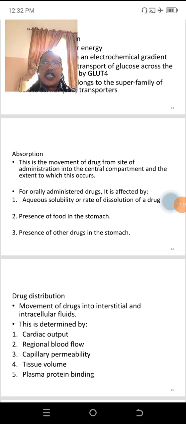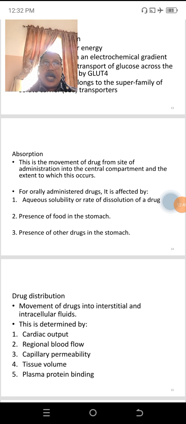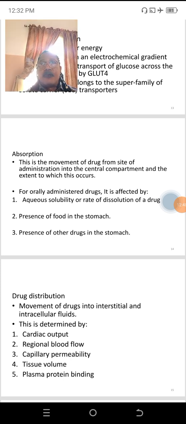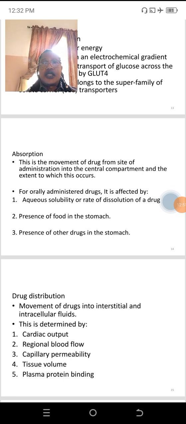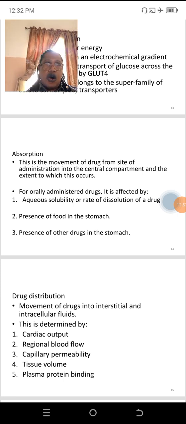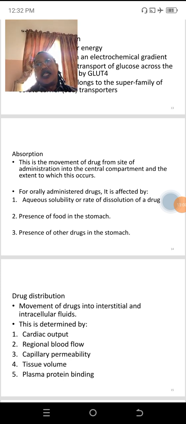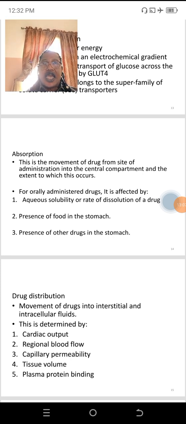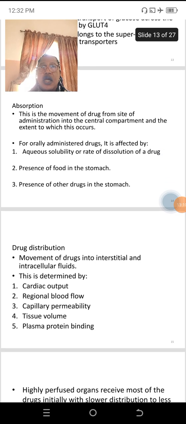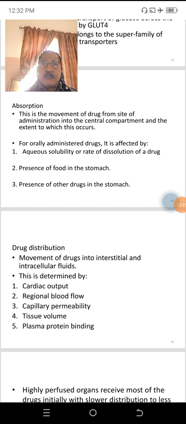An example of this is found in the case of tetracycline and oral iron, where they can form insoluble complexes with calcium tablets or calcium preparations, or with antacids. So it's advised that you should give an interval of between 2 to 3 hours between administration of these drugs that I just mentioned. There are other factors too that can affect the absorption of drugs.